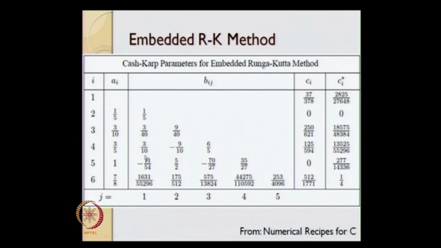So what we do is essentially we calculate the slope at f_i, calculate the slope at i plus 1 by 5, i plus 3 by 10, i plus 3 by 5, i plus 1 and i plus 7 by 8, and based on these weights we are going to finally calculate what the slope is going to be. This particular slope is going to give us h to the power 5 accurate results, and the next slope is going to give us h to the power 6 accurate results, and the difference between the two is going to determine what our next step size is going to be.